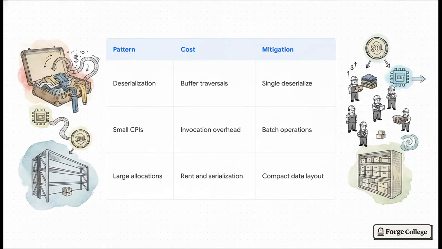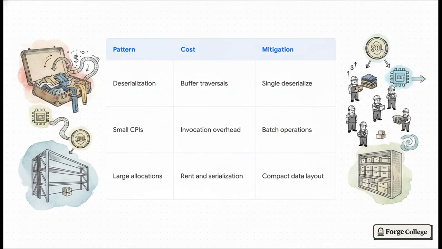First up, we've got repeated deserialization. This is our classic suitcase problem. Every single time you deserialize, you traverse the entire buffer, and that eats up massive amounts of compute units. The fix? Pretty simple, actually. Just deserialize once, keep it in memory, do your thing, and then serialize exactly once at the very end.